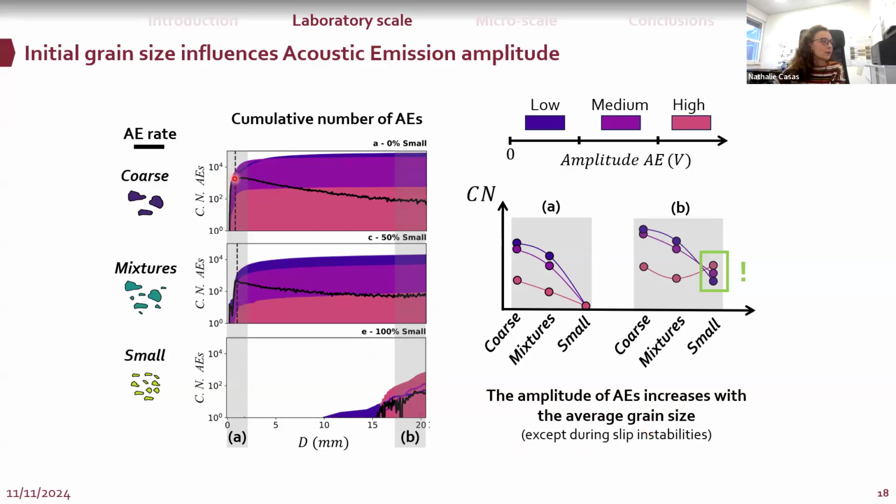So here, for our initial coarse particles, we have a higher number of medium and high amplitudes than the mixtures and obviously the small particles. And this is true at the beginning of the experiment, but also at the end of the experiment. So the amplitude of acoustic emission increases with the average grain size.